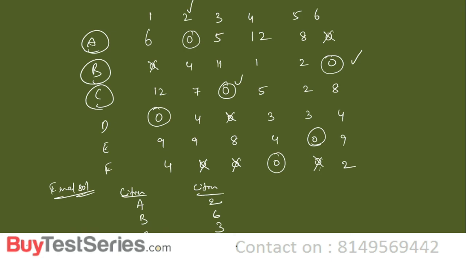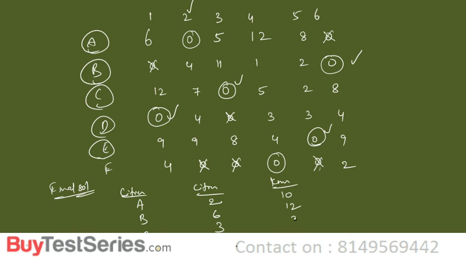D has got 1. E has got 5. I don't have space here. Then F has got 4. Okay. Distance in kilometers. A to 2, look at the original matrix, right? 10. B to 6, 12. Look at the original matrix.